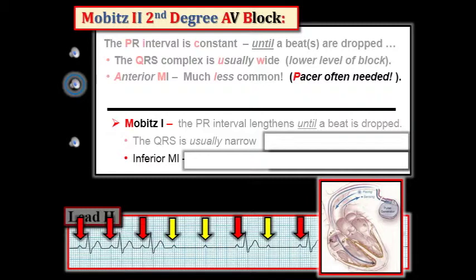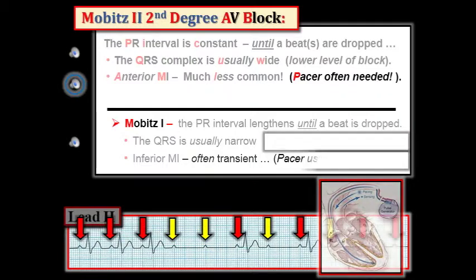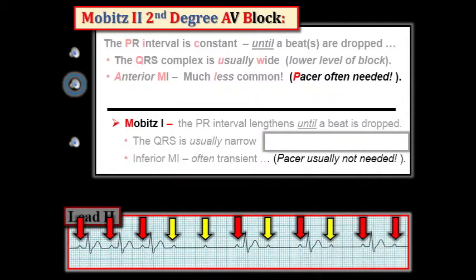In contrast, Mobitz 1 is most often a transient conduction disturbance that generally resolves in the hours to days following an acute event, such that permanent pacing will much less often be needed.